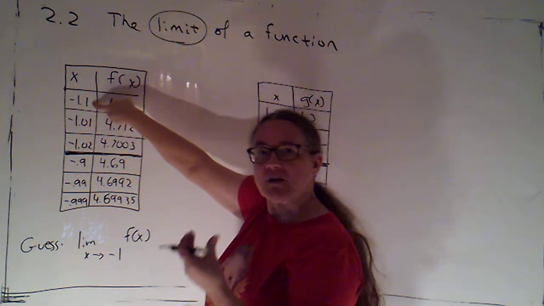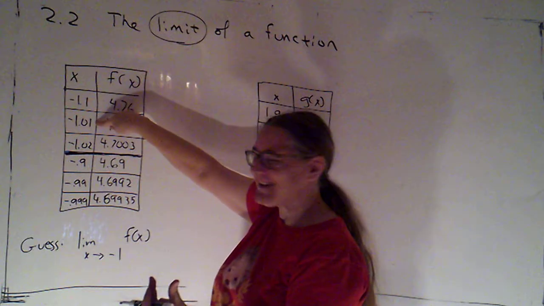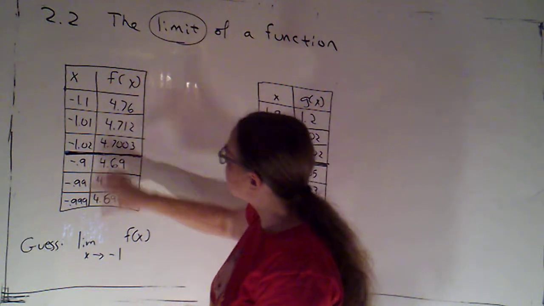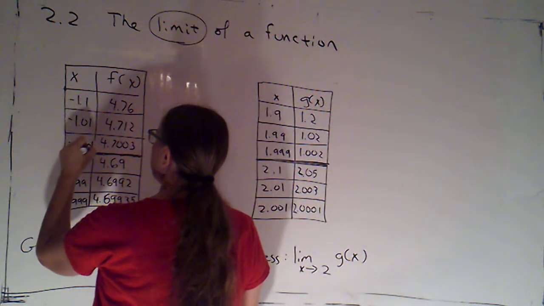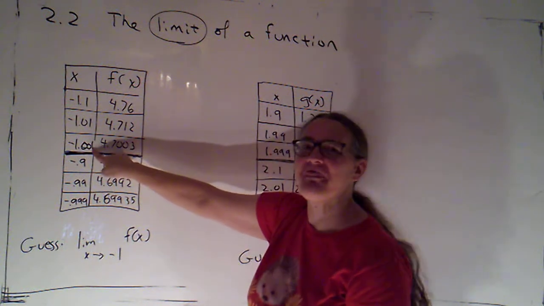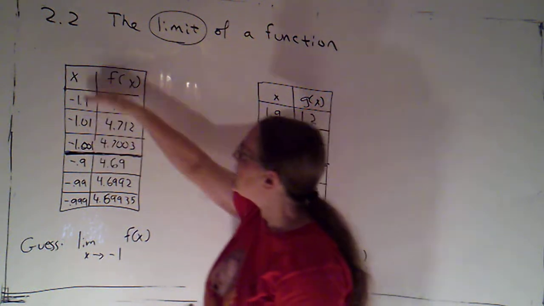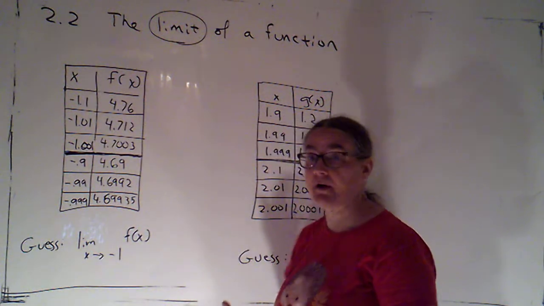This x value is 1/10 to the left. This is 1/100th to the left. And this is, whoops, that was supposed to be -1.001. That is 1/1000th to the left. So there's a pattern in the x values that they are getting closer to -1.